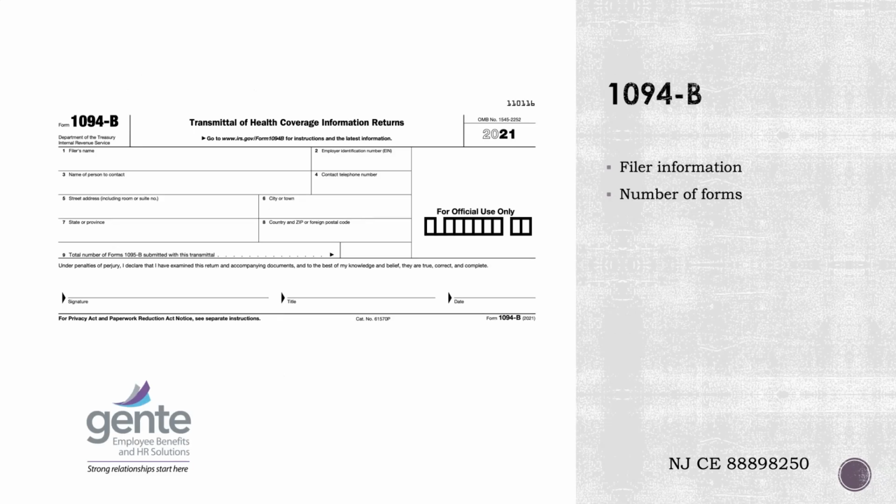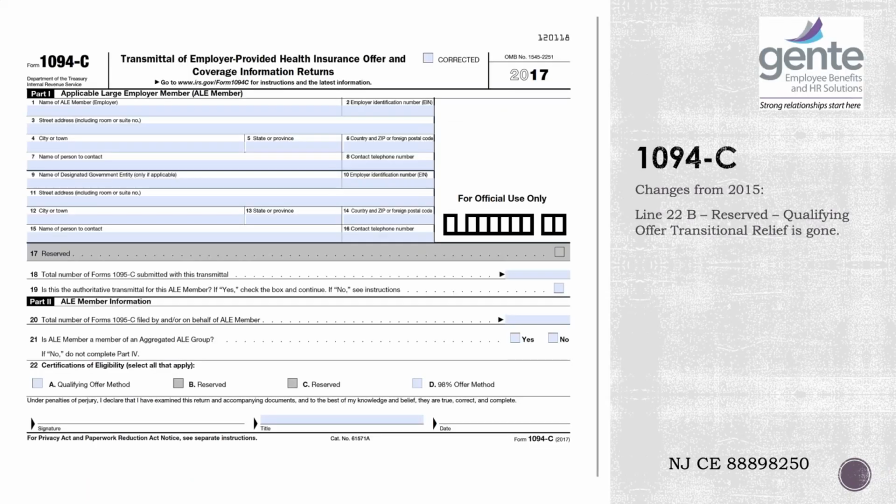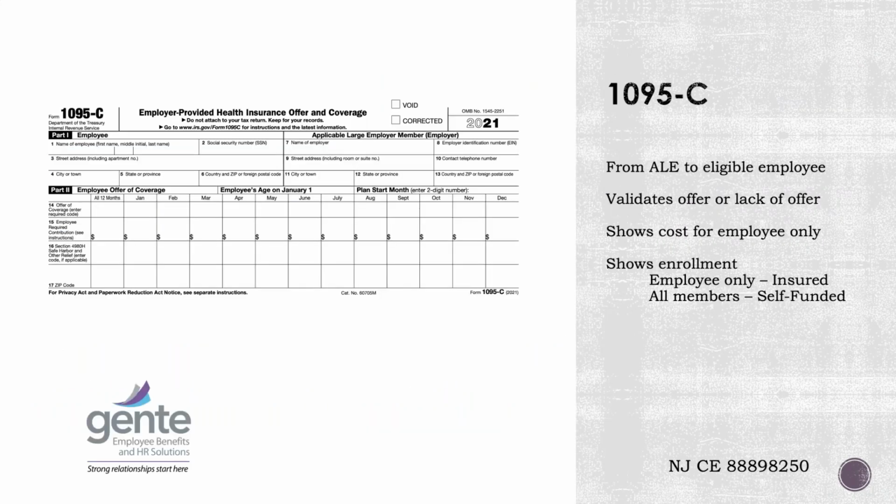So the B form and the C form, the cover page looks sort of similar. The 1094-B, it's just got the file information and the number of forms. The C form has a bit more information on it. It's going to talk about who is in the control group. It's going to talk about how many forms are offered, who to contact with the employer. But we're going to focus really on the C form, or the 1095-C.